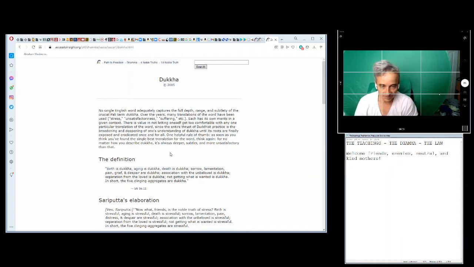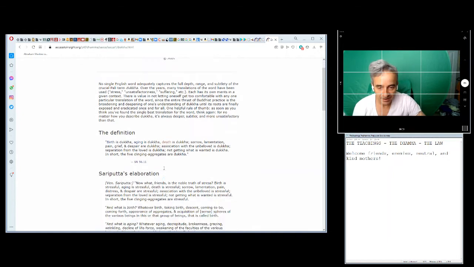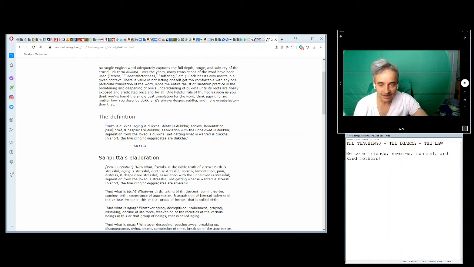So, the definition of dukkha is in this statement. Birth is dukkha, aging is dukkha, death is dukkha, sorrow, lamentation, pain, grief, despair are dukkha. Association with the unbeloved is dukkha. Separation from the loved is dukkha. Not getting what is wanted is dukkha. In short, the five clinging aggregates are dukkha. Whew.